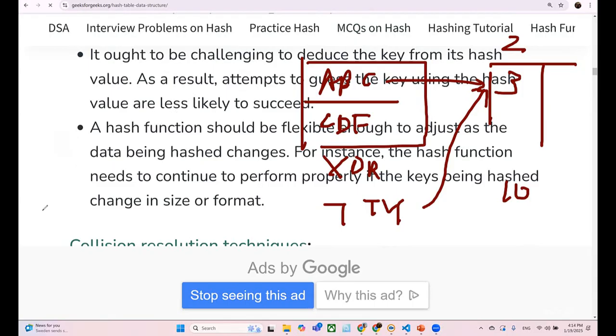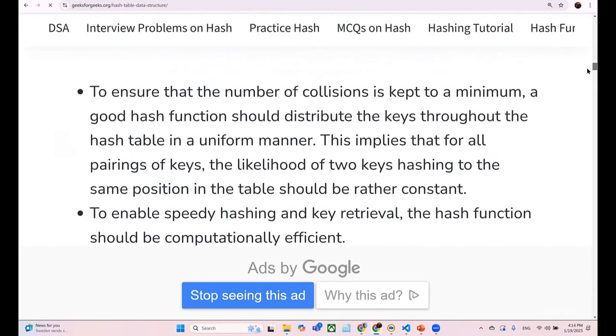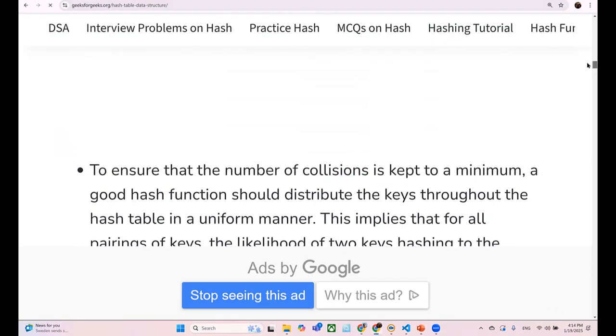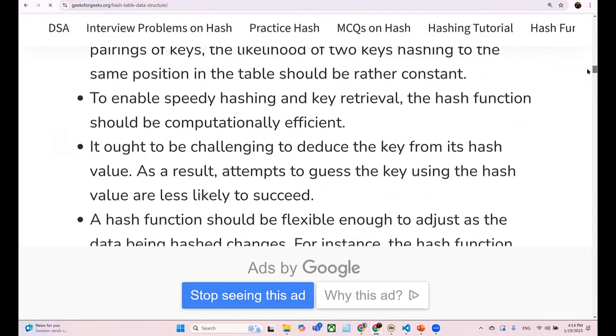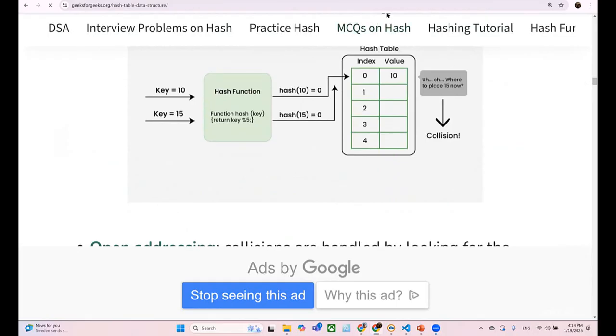When we have a collision, there are several ways to avoid it. One way is rehashing. Another way is changing the hash function. So when two numbers are hashed to the same location, there are several ways to handle it. One way is to rehash. The other way is that you use a linked list for all of the values that have been hashed to this location. That's another way.